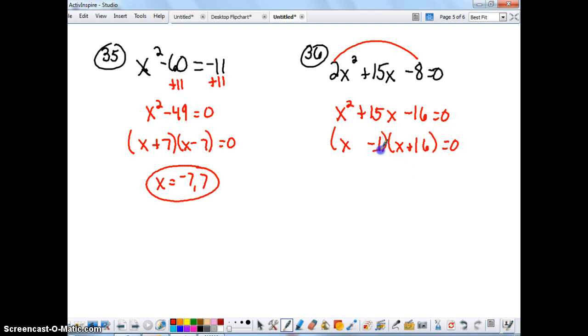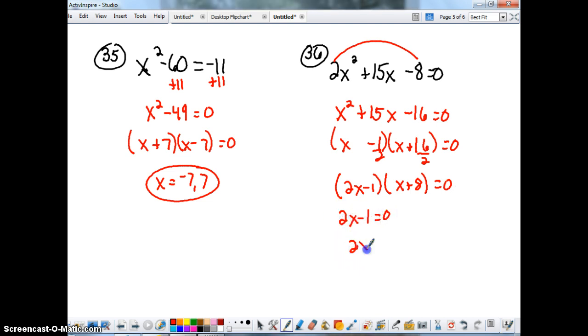And now I have to divide by that 2 that we multiplied by at the beginning of the problem. So this becomes 2x minus 1 and x plus 8 equal to 0. Set them both equal to 0. 2x minus 1 equals 0. You get 2x is equal to 1, so x is equal to 1/2. My other answer, x plus 8 equals 0, and you get x is equal to negative 8.